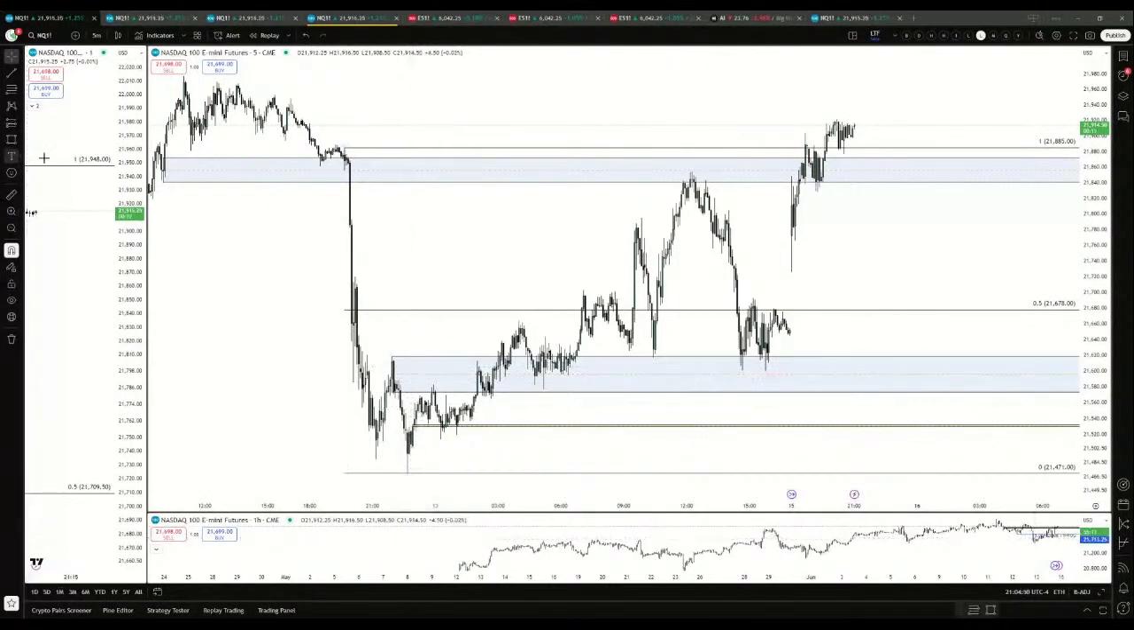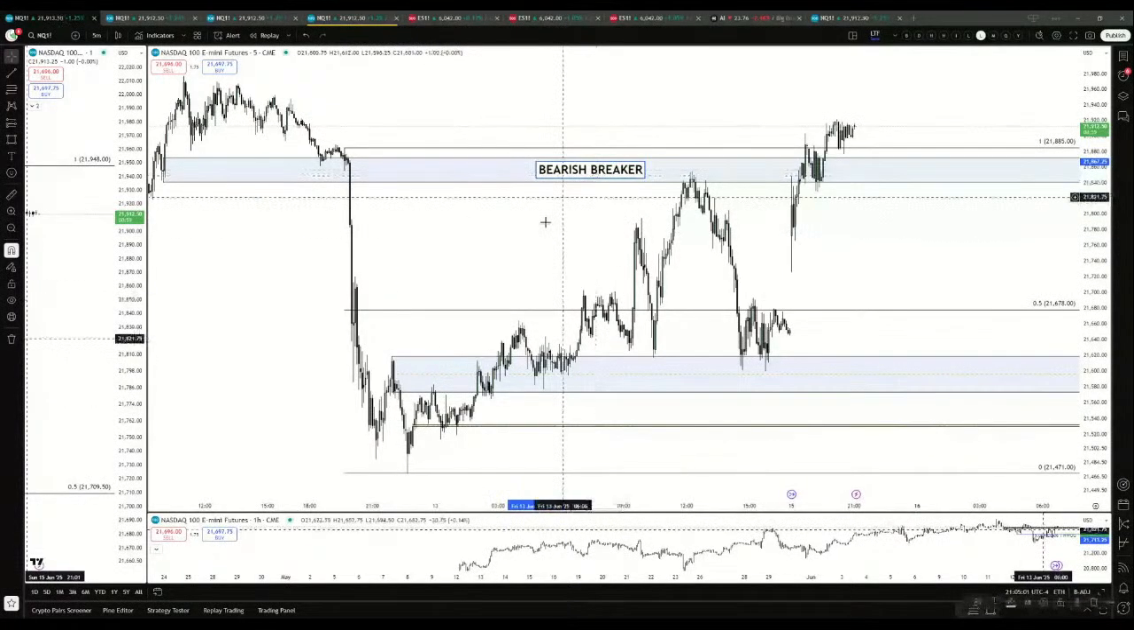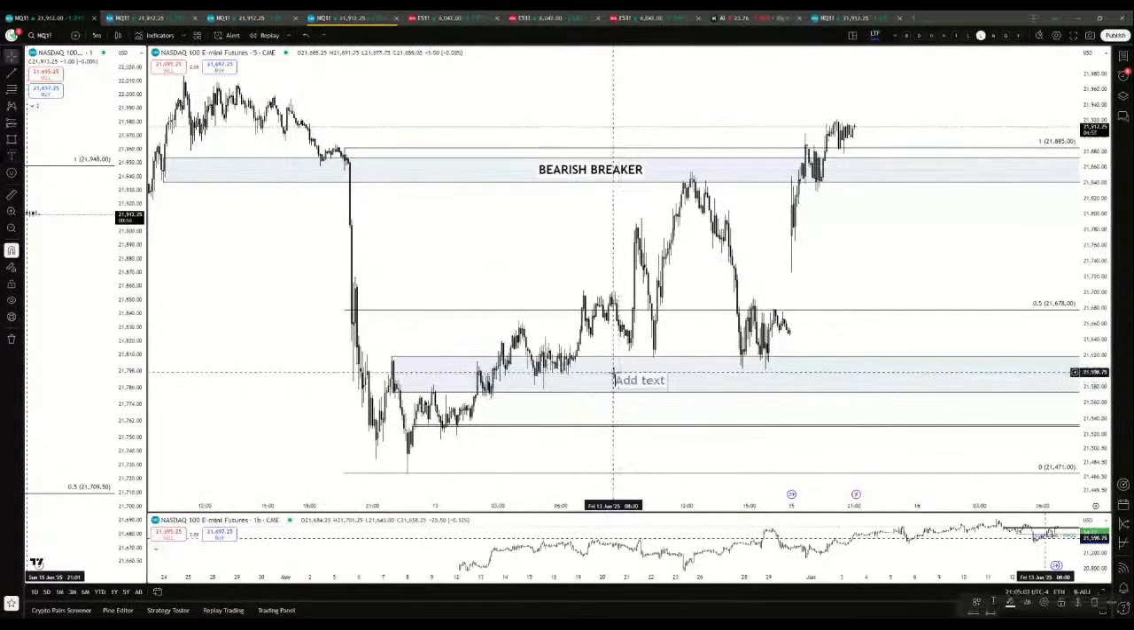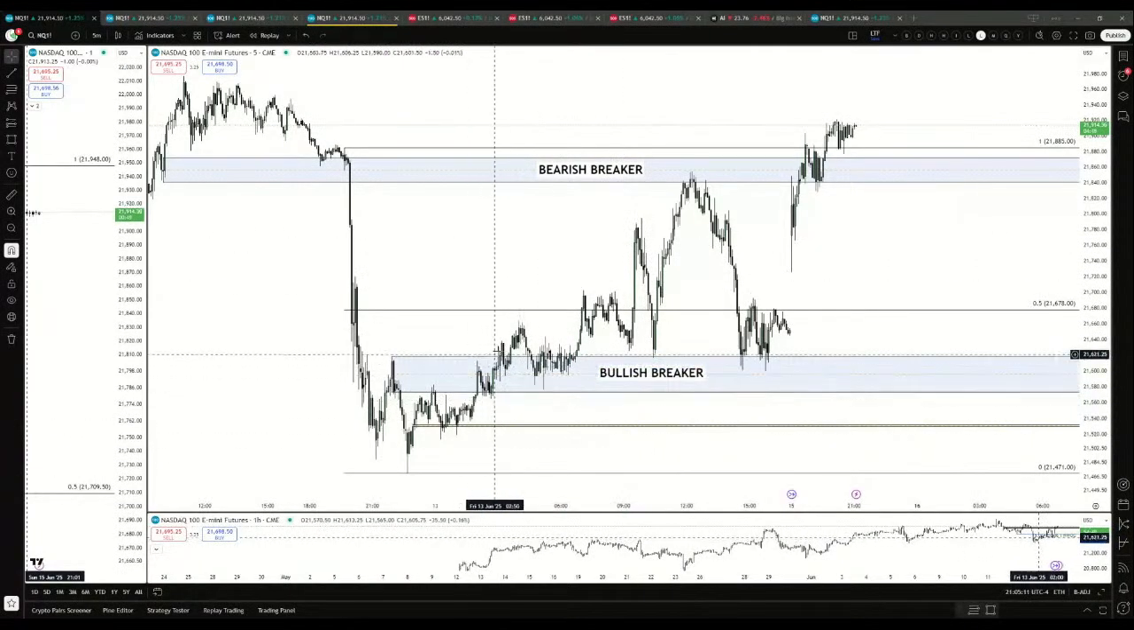So let me label these. I got to do caps. I like doing caps. I think it's a lot clearer to see. So that would be a bearish breaker, and this would be a bullish breaker. Don't you just love it when you hear about stuff and it actually works? Holy crap. So anyways, there's your break up and through. Here's your retracement back into the bullish imbalance.